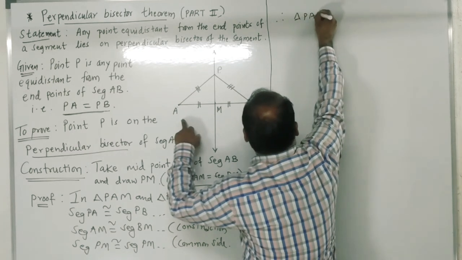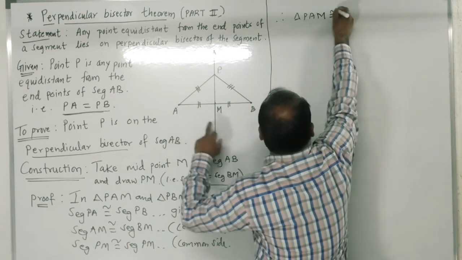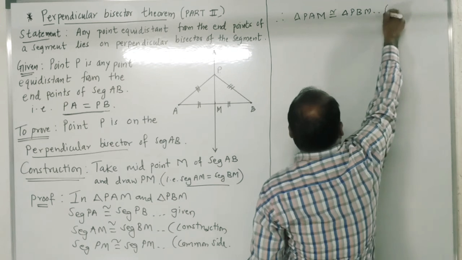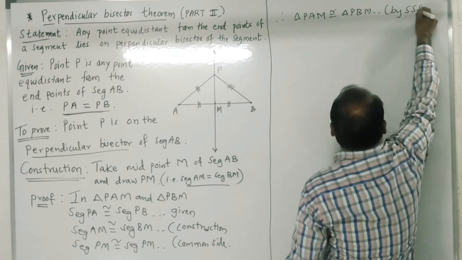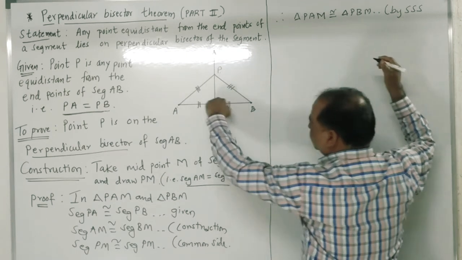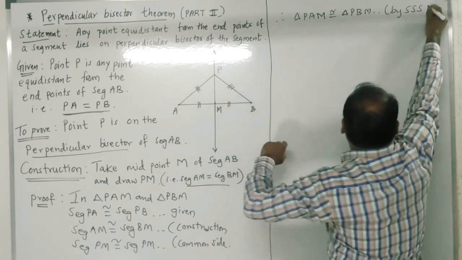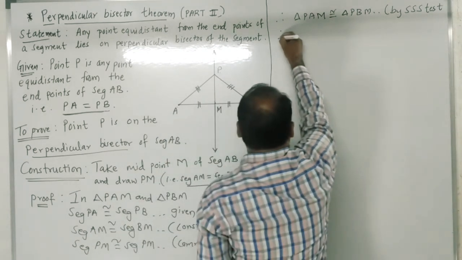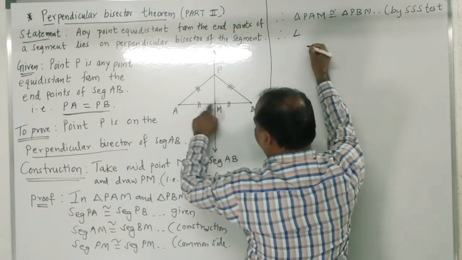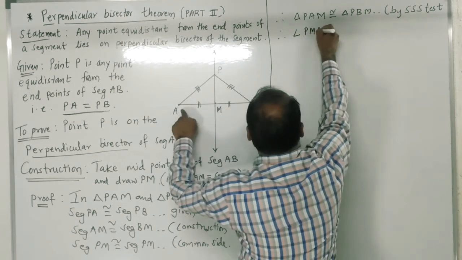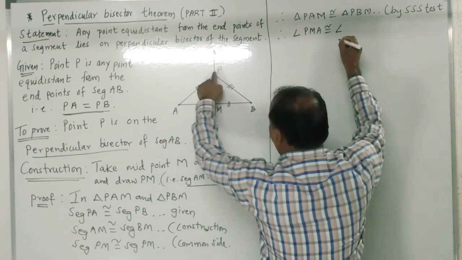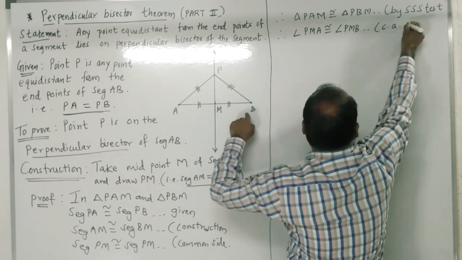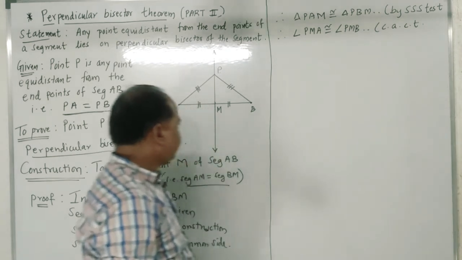Therefore triangle PAM is congruent to triangle PBM by the side test. All three sides of one triangle are congruent to the corresponding three sides of another triangle. So these two triangles are congruent by the SSS test. Therefore angle PMA is congruent to angle PMB, corresponding angles of congruent triangles.